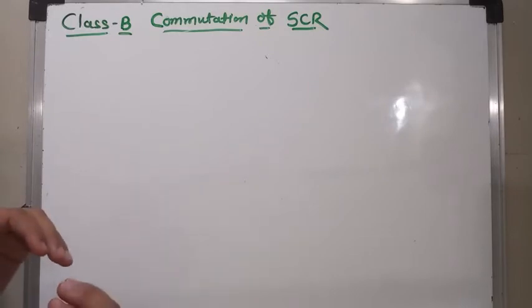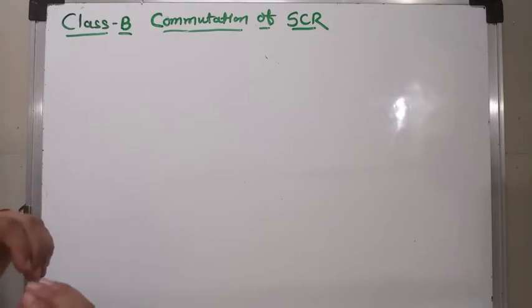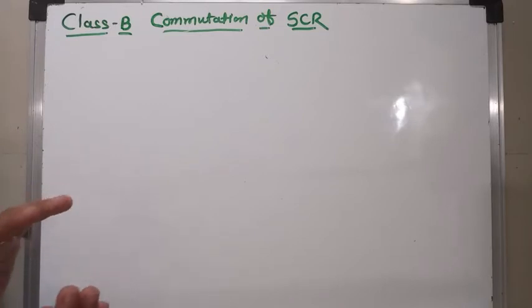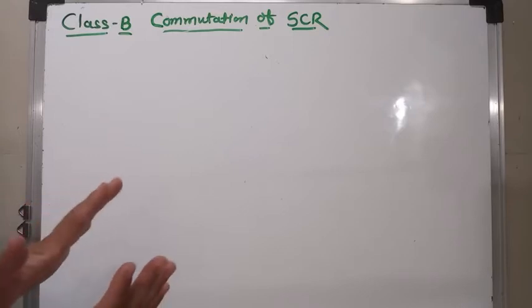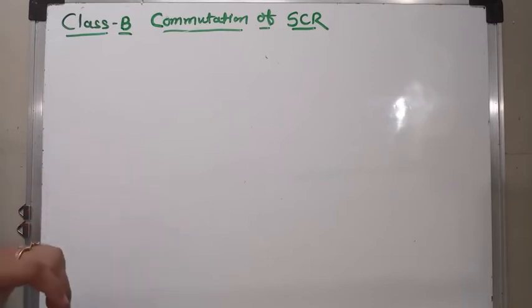Class B commutation is one of the types of forced commutation. In a forced commutation, the SCR is forced to turn off by using commutating elements or a commutation circuit. Forced commutation always has a DC supply, and an external commutation circuit is required to turn off the SCR. Now let's discuss the class B commutation.